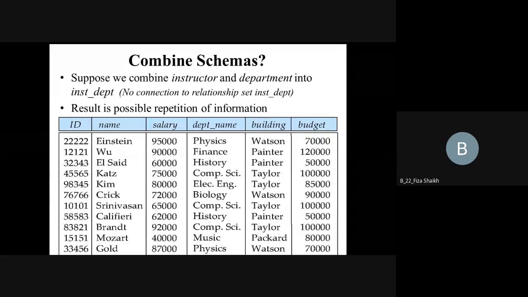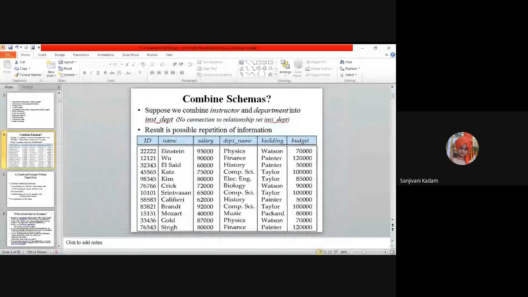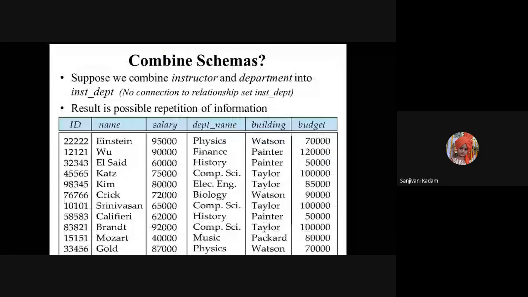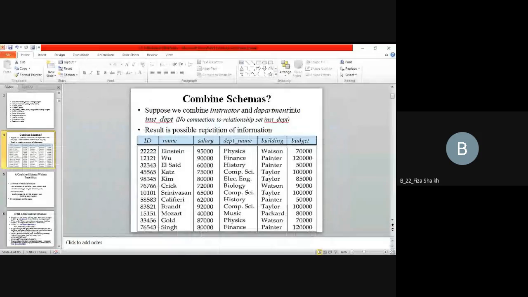If we refer to another instructor from the physics department, will the building name change or remain the same? It will be changed. Any other answer? Yes, ma'am, because definitely every department has its own particular building.